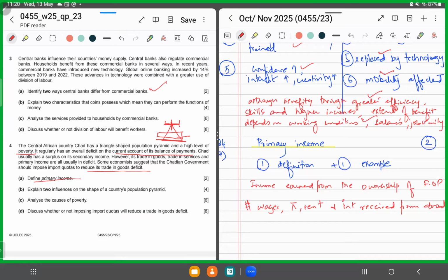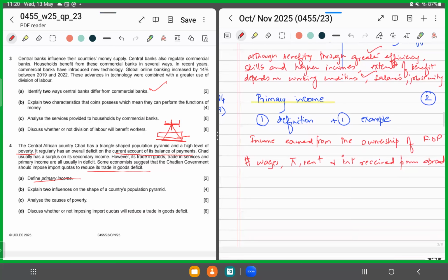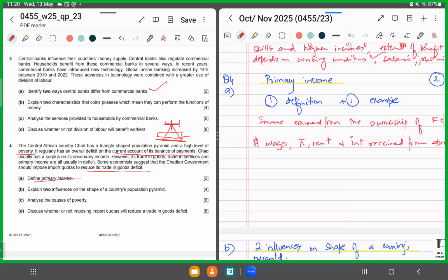Now, the first part is asking us to define primary income. Primary income is income earned from the ownership of factors of production, which means wages, profit, rent, interest received from abroad. So we are going to provide a definition and examples, and we are going to get the full 2 marks. The point to remember is that primary income is income earned from factors of production across countries. So it's the income earned from providing factors of production to another country. It will include wages, which is income from labor, rent, income from land, interest, income from capital, and profit, income from entrepreneurship.